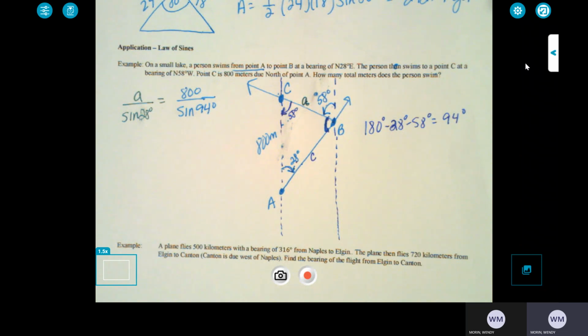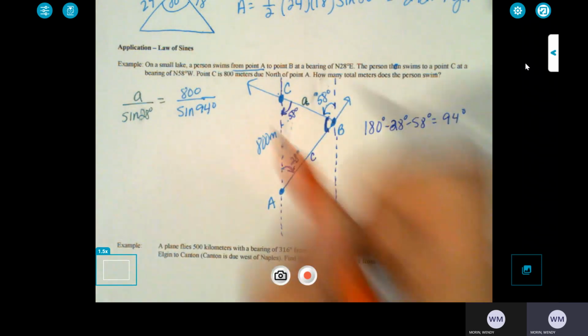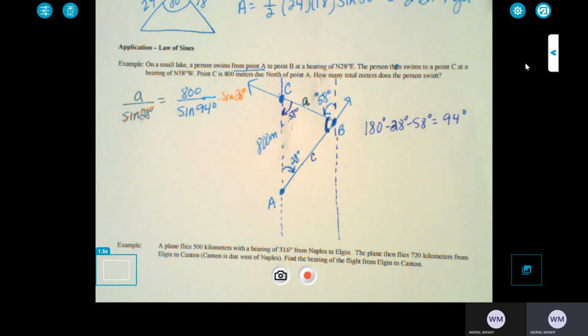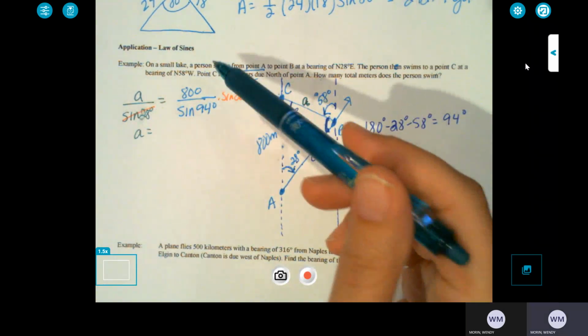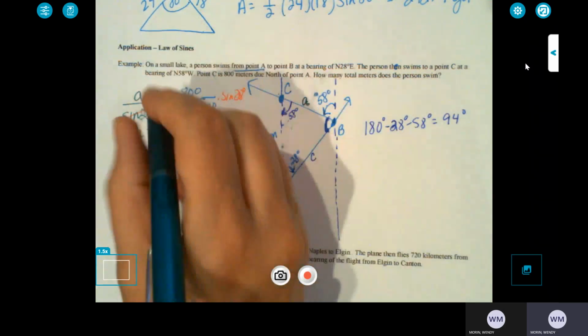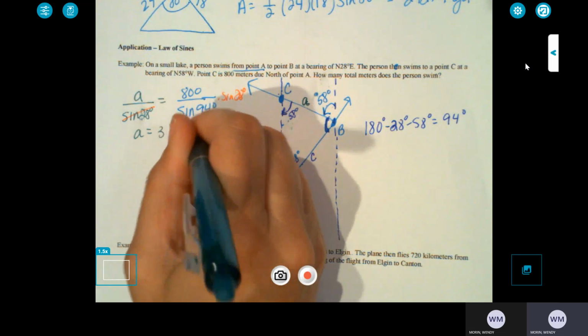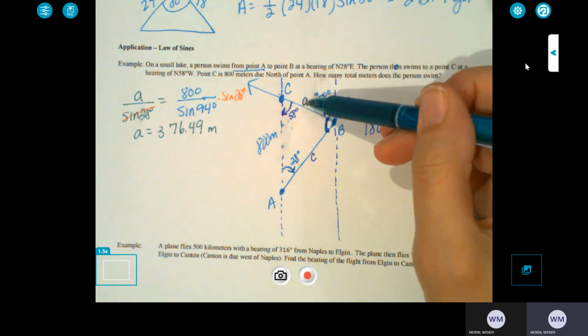Okay, so we can go ahead and type that into our calculator, multiply both sides by the sine of 28 degrees, and you will find side A. And 800 divided by sine of 94 times the sine of 28 will give you 376.49. In this case, we're talking meters again. Okay, so we found side A.